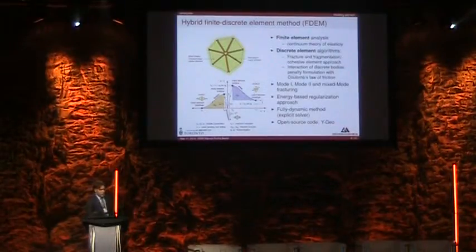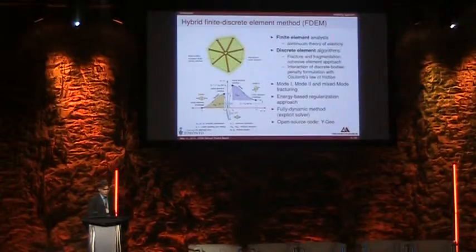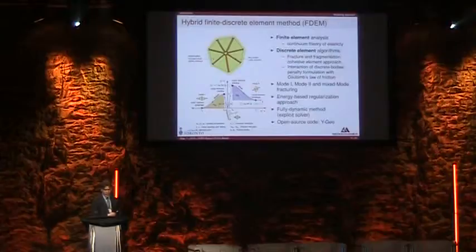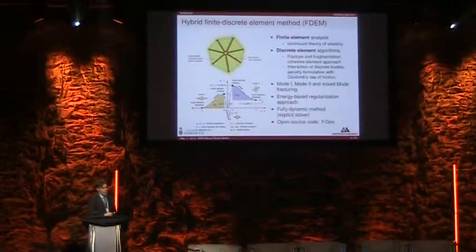Essentially, the rock is discretized in triangles. The triangles themselves cannot break, they're just deformable, and they capture the stiffness of the material. And between each triangle, we have this four-noded cohesive element, which I use to actually capture the brittle fracture.